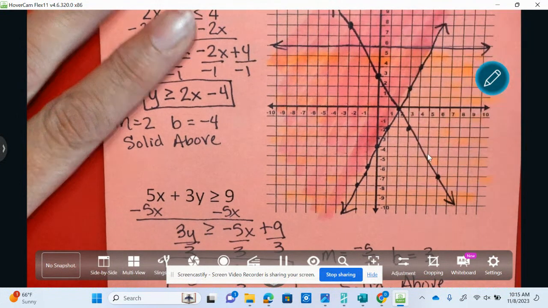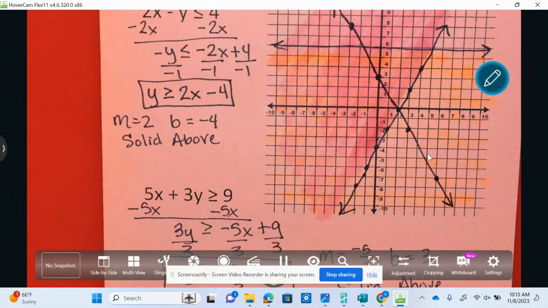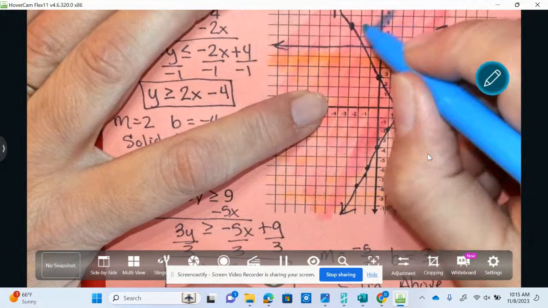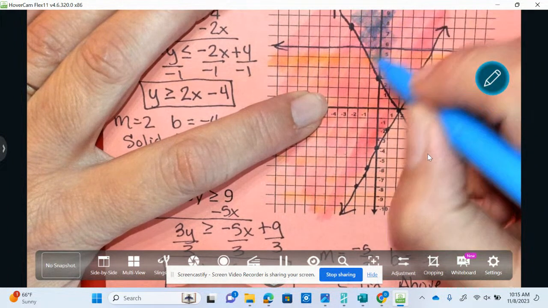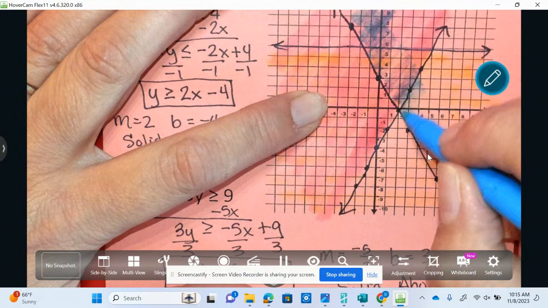And because I'm shading above, I'm going to shade the region above the line, the y values above the line. So that's this right here. This is above my line.